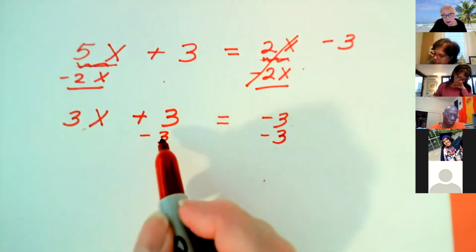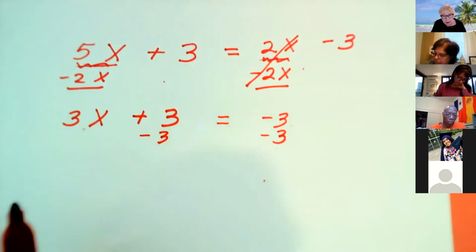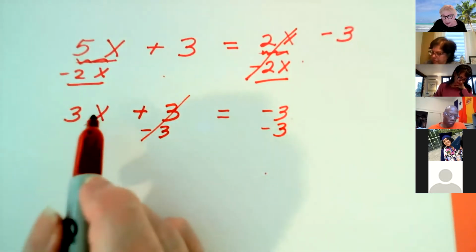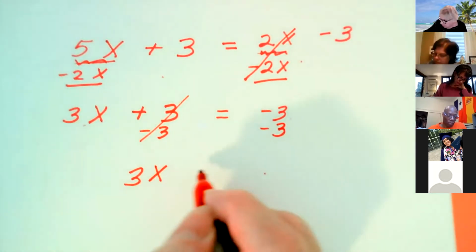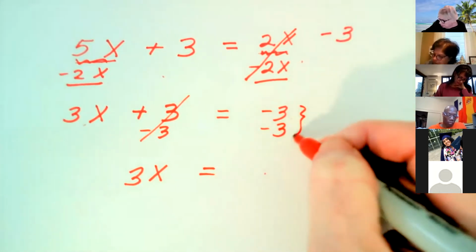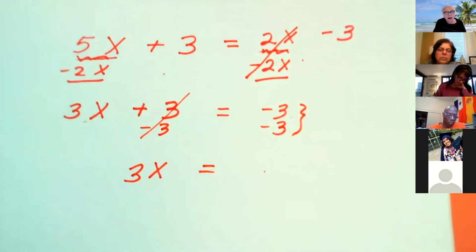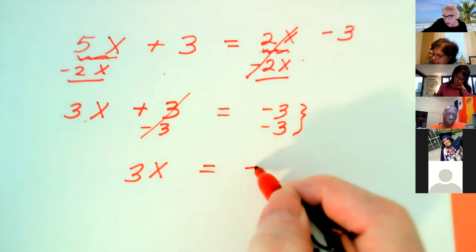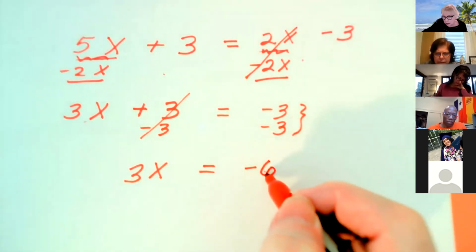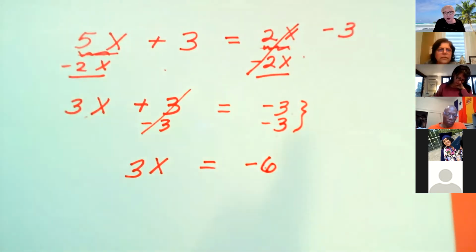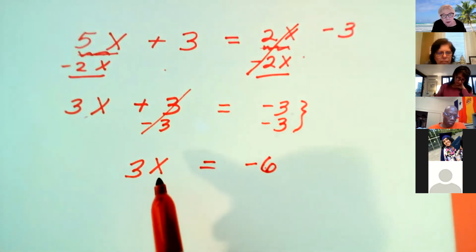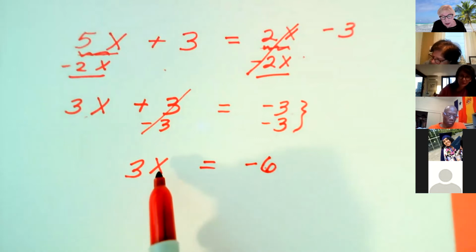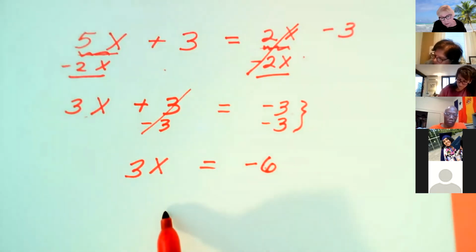I do the same thing on each side to keep it in balance. That takes care of that. This leaves me with 3X on the left, and I have to put these two together. A -3 and another -3 makes, let's see, -6. We've taken this mess of a problem and turned it into a 1-step problem. It is not done until you have X alone.